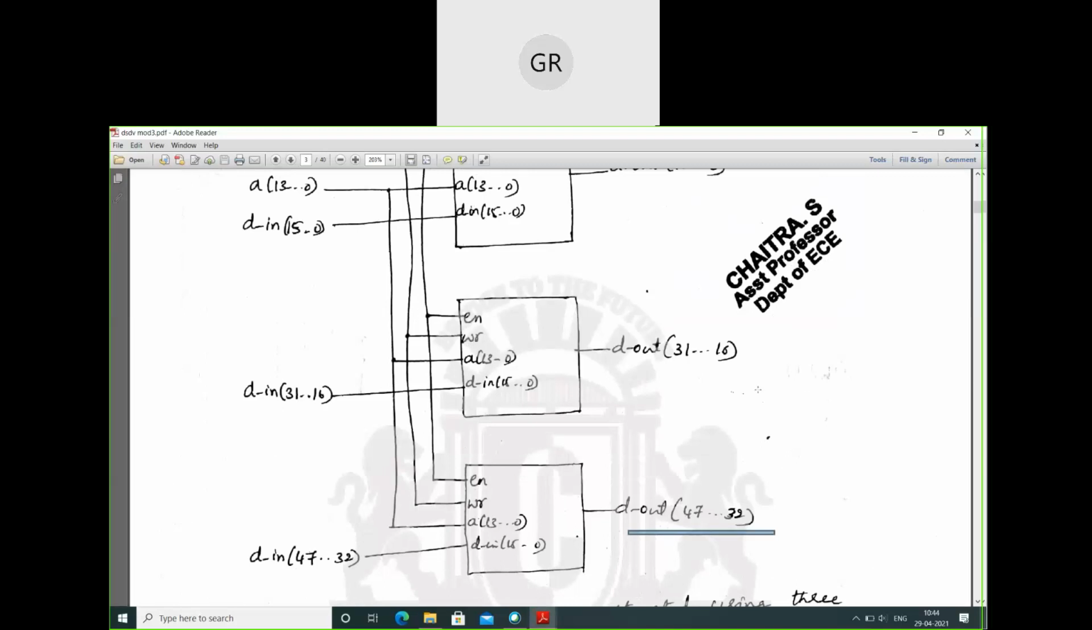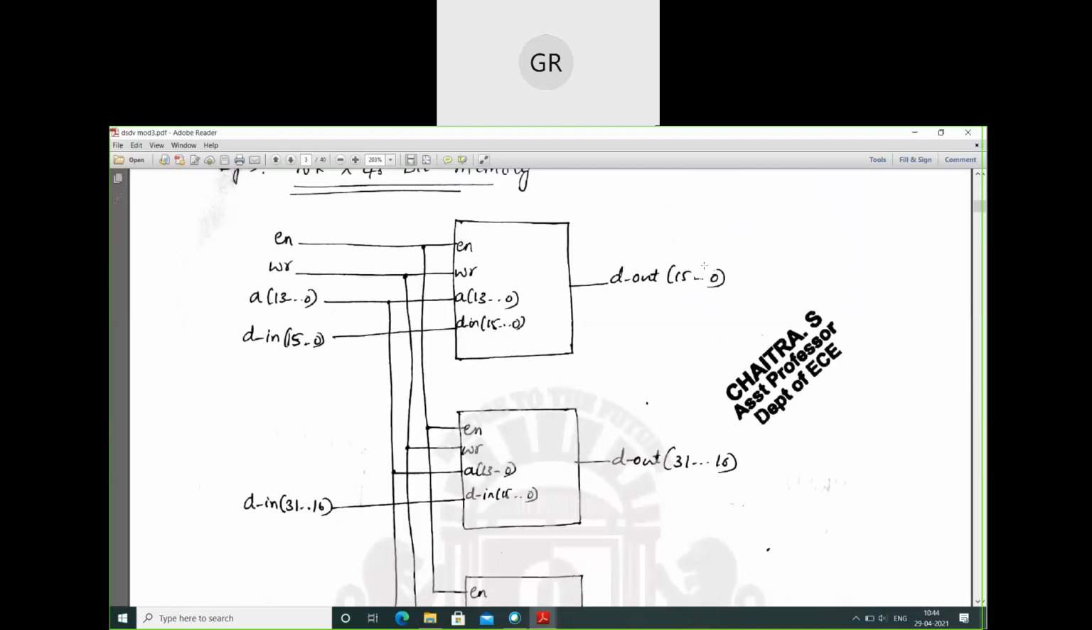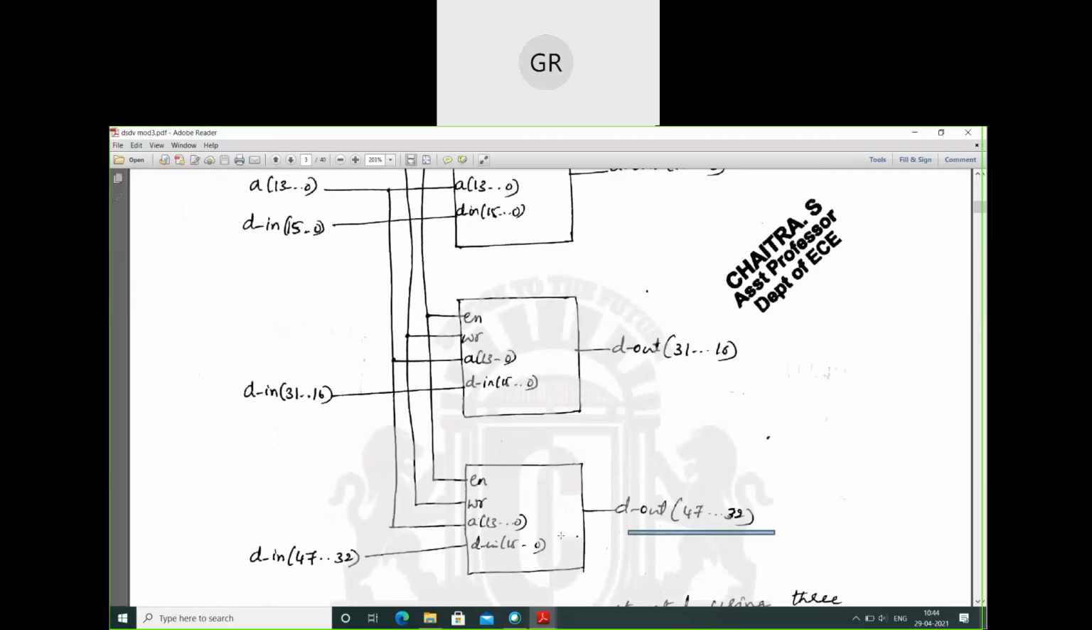Then what will happen here? We'll get the 48-bit, right? 16-bit here, 16-bit here, and 16-bit here. We are not getting 48-bit from only a single memory. Okay. One more problem to discuss here.